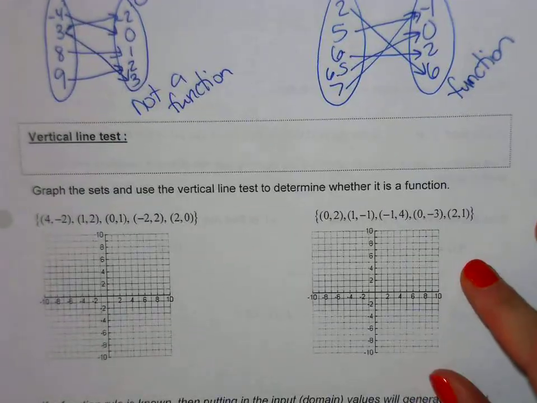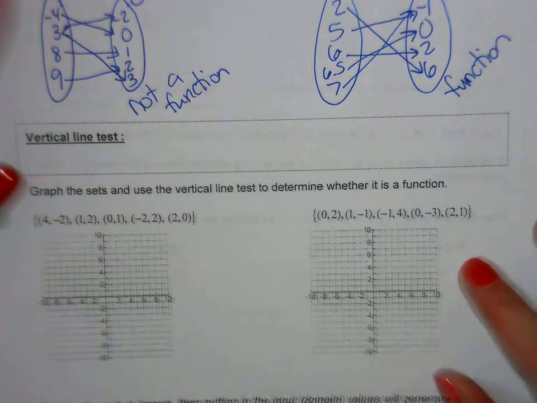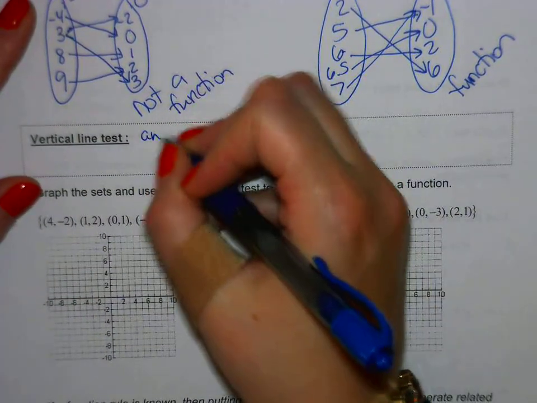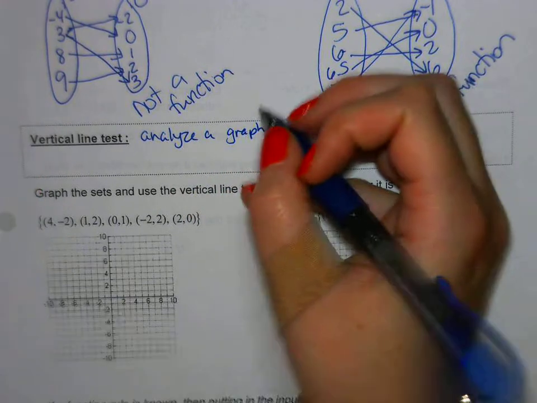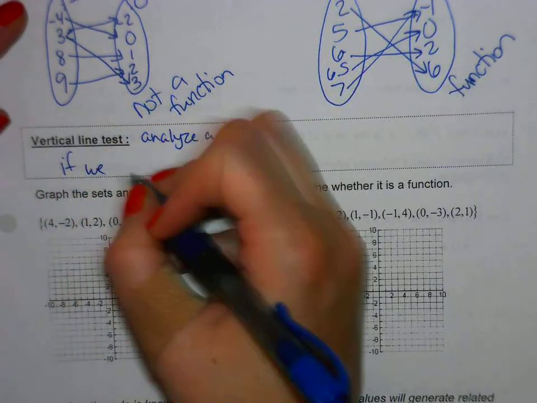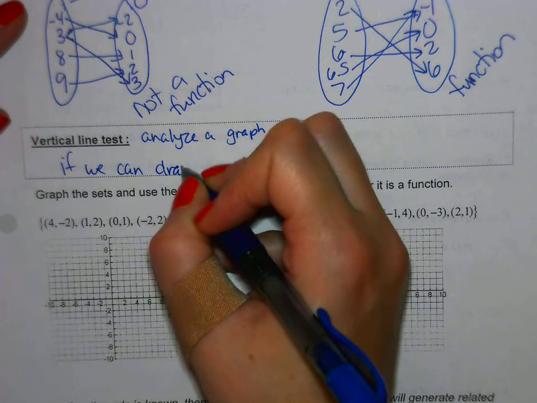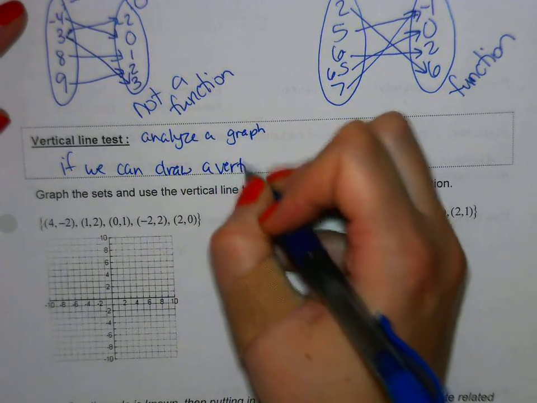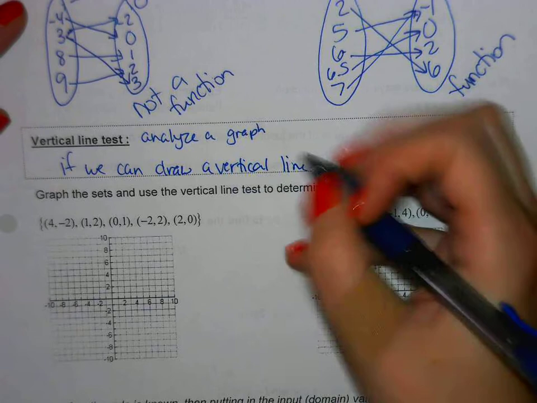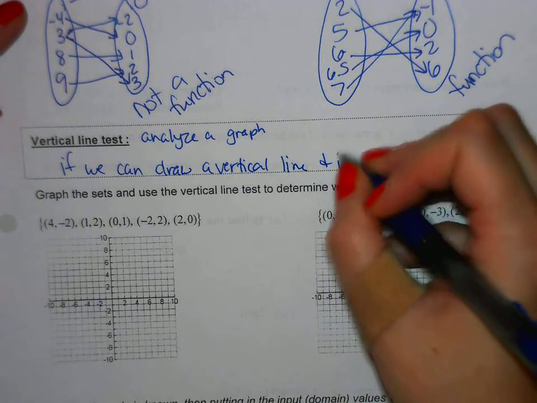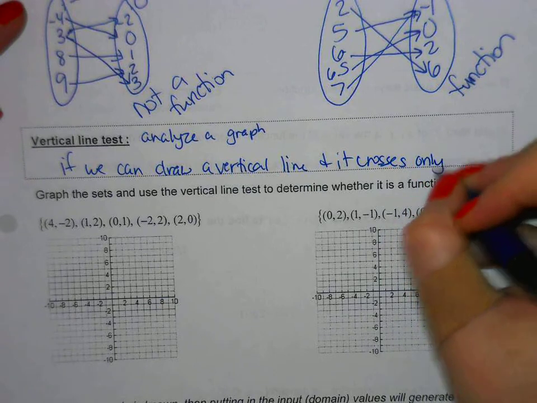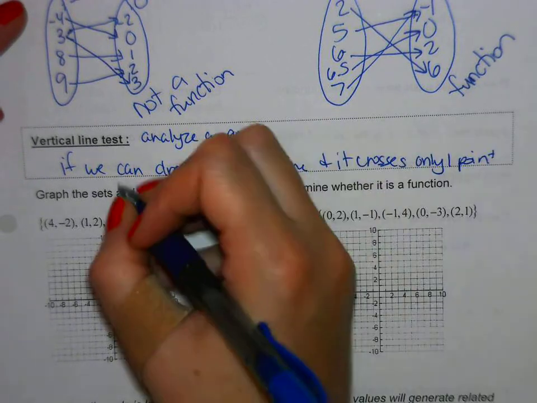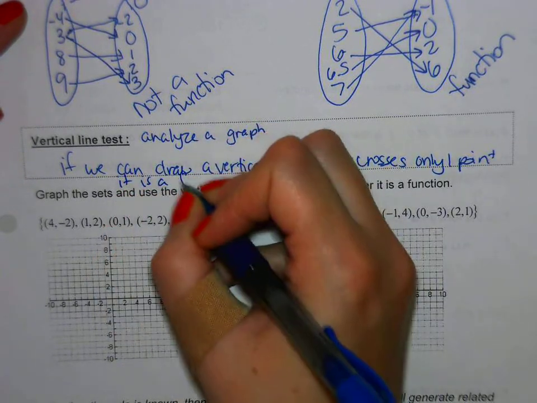We can also determine if a relation is a function by using the vertical line test. It's a way where we analyze a graph. So if we can draw a vertical line and it crosses only one point, it is a function.